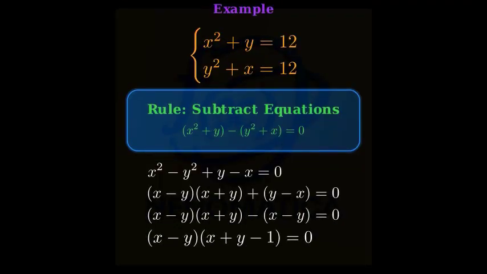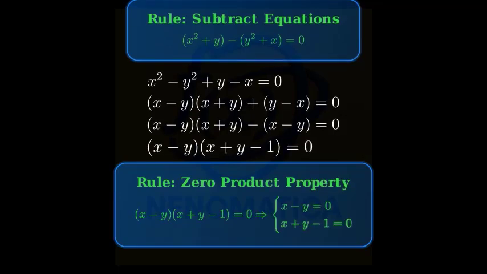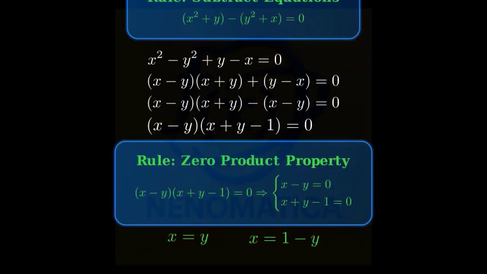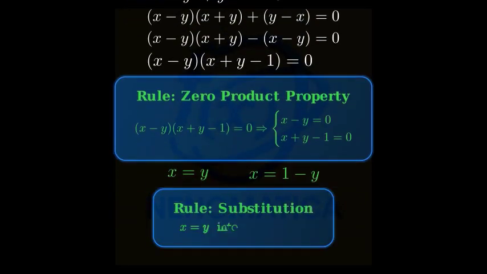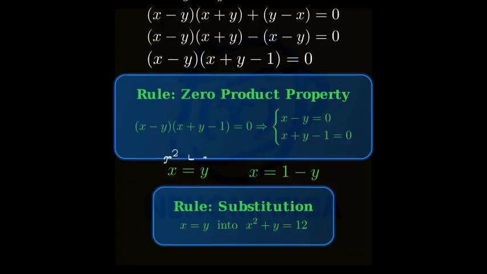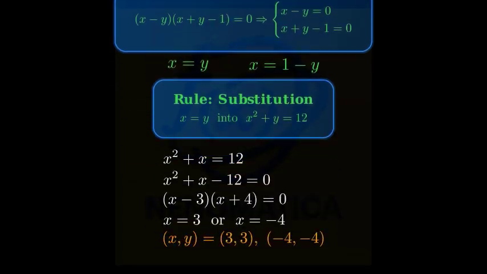Either x minus y equals 0, which means x equals y, or x plus y minus 1 equals 0, which means x equals 1 minus y. Now solve case 1, x equals y. Substitute into the first equation and factor. This yields x equals 3 or x equals negative 4. And because x equals y, we get the ordered pairs (3, 3) and (-4, -4).